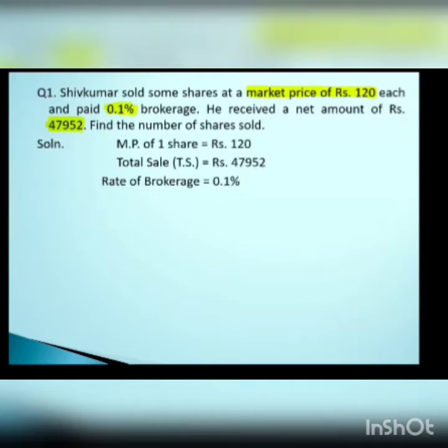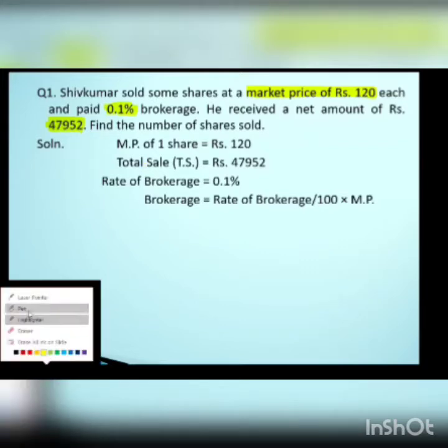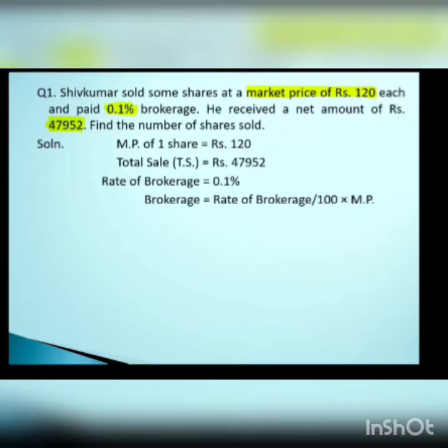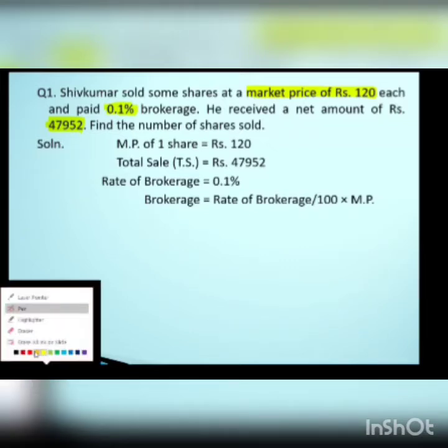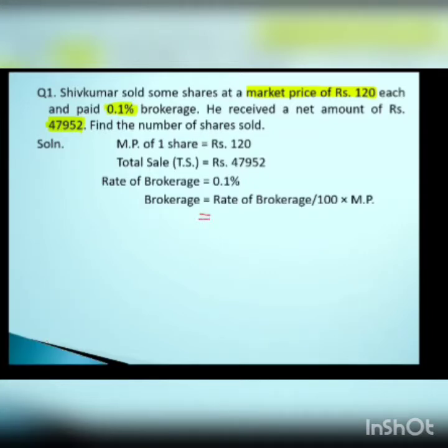So these are the three given data that will be used while we do the problem, and that is what I have written in the solution part first of all. After you write down the three data within the question, we will use the formula of selling price per share. But before that, you calculate the brokerage. So brokerage is the rate of brokerage divided by 100 into market price. So do the calculation and let me know in the chat box what answer you are getting in your notebook. The rate of brokerage is 0.1, so 0.1 percent means divide by 100, into the market price. What is the market price? 120.